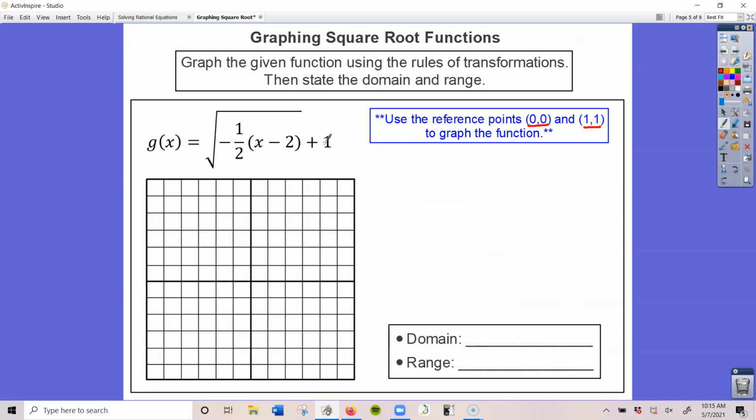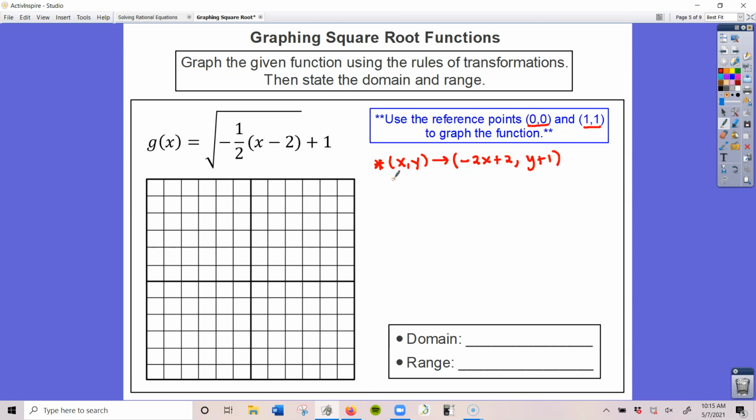So here we have this equation. Let's write out the rules using our transformations. So remember, anything inside of the radical affects the x and will be the opposite. So we have this -1/2. Instead of dividing 2, we're going to multiply 2. So it'll be -2, then x plus 2. The +1 is on the outside, so this affects the y's. So this will be y plus 1.